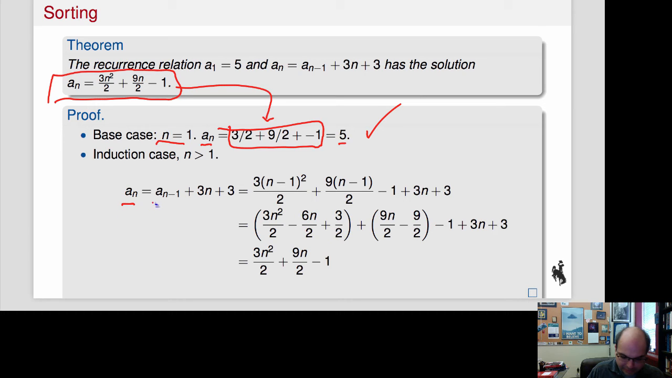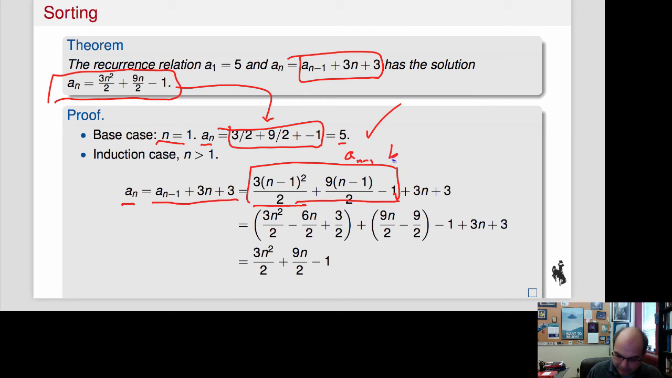What's A sub n? That's A sub n minus 1 plus 3n plus 3. That's simply the definition, right here. And what's A sub n minus 1? By the induction hypothesis, A sub n minus 1 is going to be this, right here. And we add 3n plus 3, that's just carried over from here. Now at this point, you just have to plow through. The rest is true by algebra, so let's see if that's true.